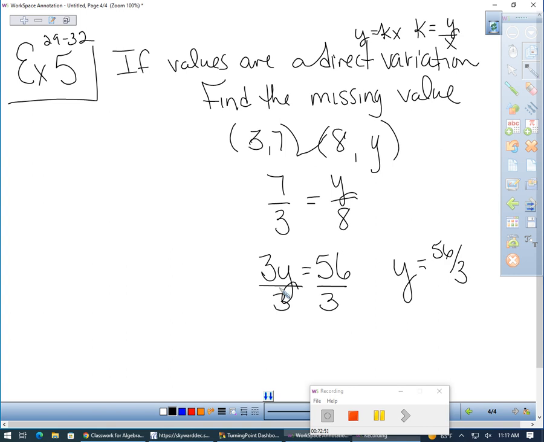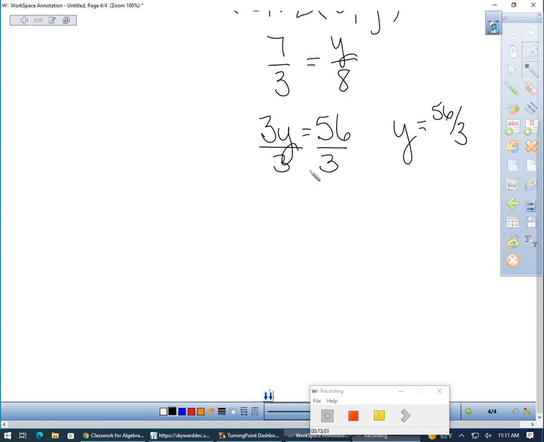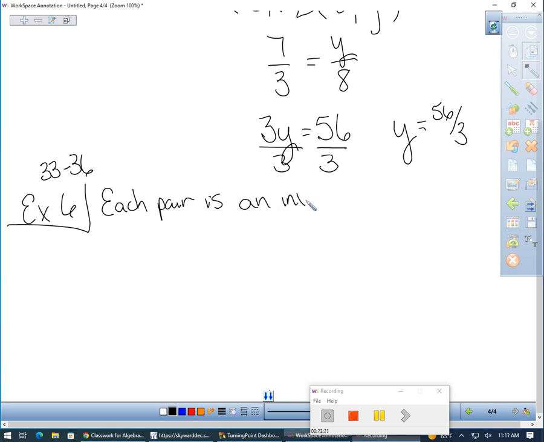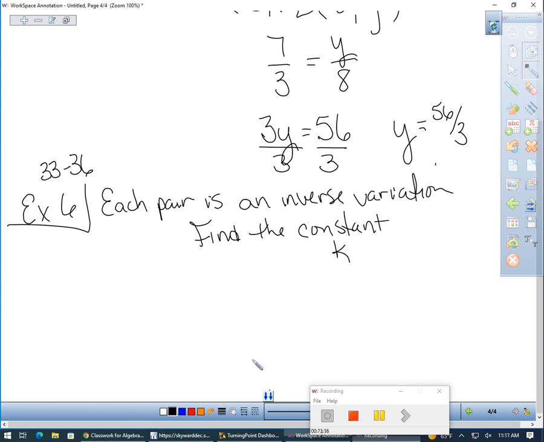Example number 6 uses an inverse. Same idea. Before we get into that, let's try this first. So example number 6. So this is 33 through 36. For each pair, is an inverse variation. First, I just want you to find the constant. So when I say the constant, that just means k.